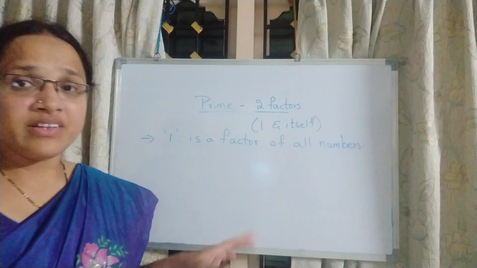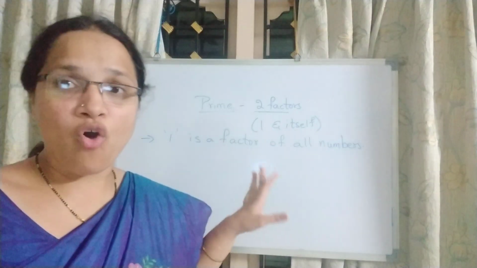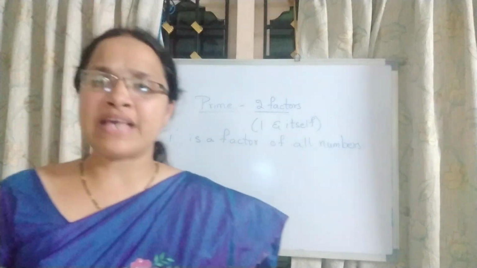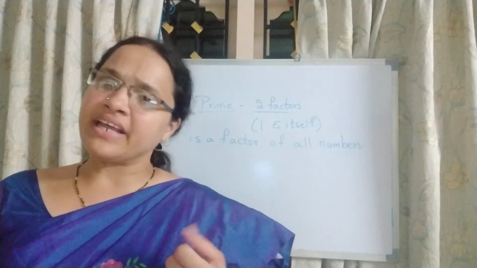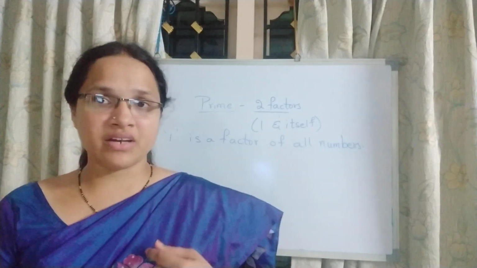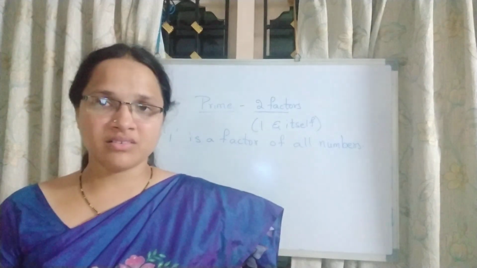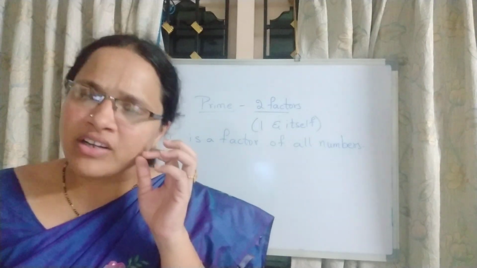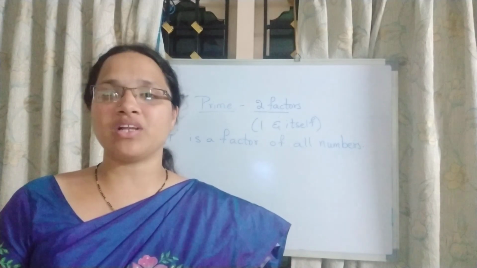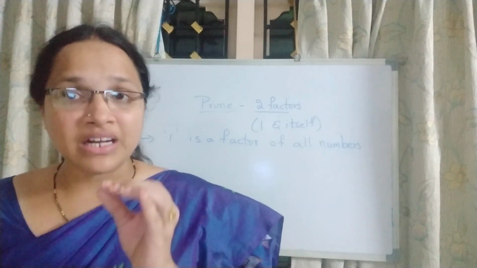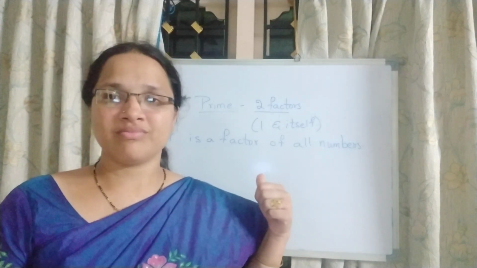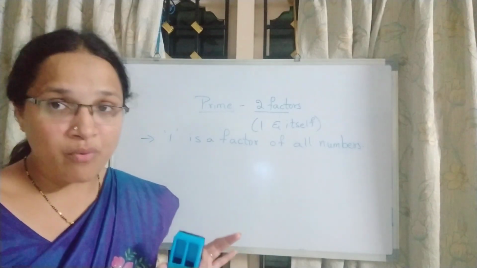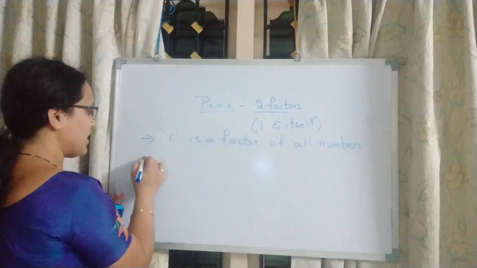Here I have written that 1 is a factor of all numbers. Isn't it? Suppose you take an example of 10. How can 10 be written, children? 10 can be written as 1 times 10, 2 times 5, like this. So whatever the number is, the first factor of that number will be 1. Did you understand? So 1 is a factor of all numbers. This is a very important point to be noted.